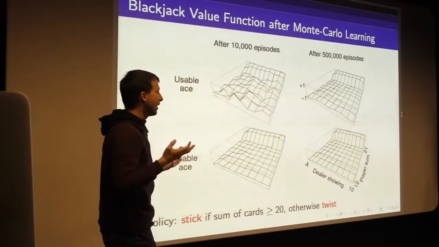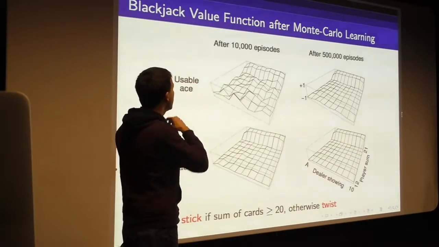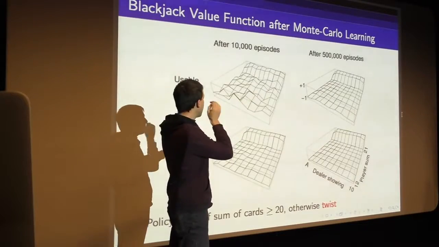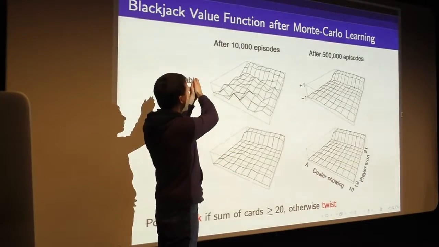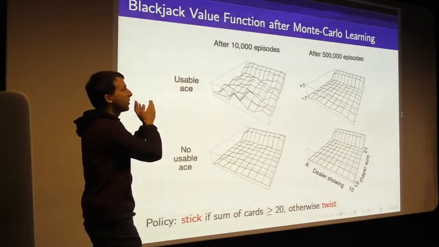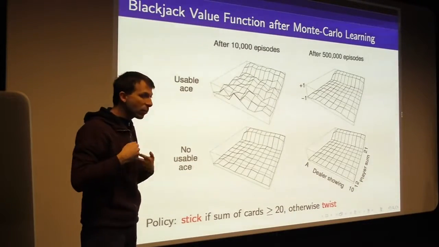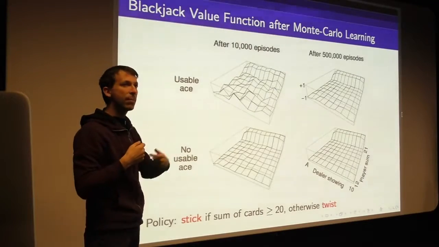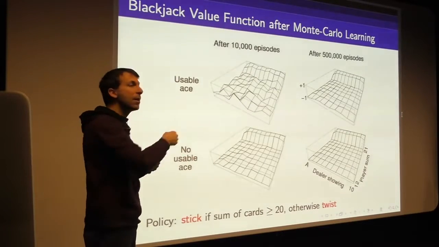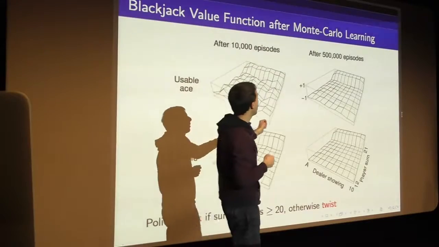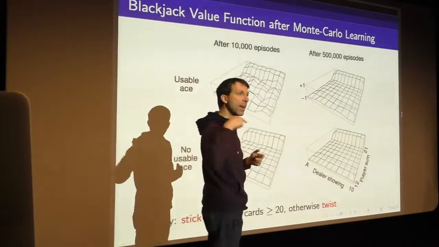And so it's good to have an ace in your hand. Basically, what we see is that this is using, I think, every-visit Monte Carlo learning. What was done here was to roll out 10,000 episodes of blackjack, to literally play out this game with 10,000 hands and then 500,000 hands, and apply exactly the procedure we've just seen.